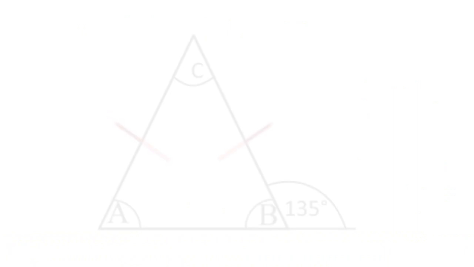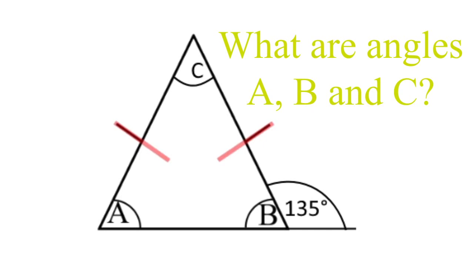So here is our next problem. What are the angles A, B and C in this triangle? Now there's a bit of an issue here because I know I normally say that the three angles in a triangle add up to 180 degrees, but we have a problem here.